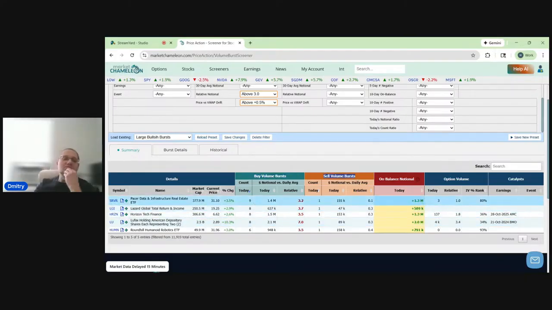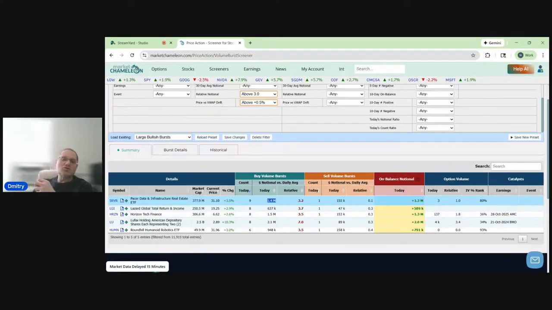So here we see in the stock, there was a total of 9 buy volume bursts that we detected for a total dollar value of $1.4 million. So if we added them all up, we had $1.4 million worth of stock that we categorize as the buy volume bursts. And then we compare that to an average typical day.